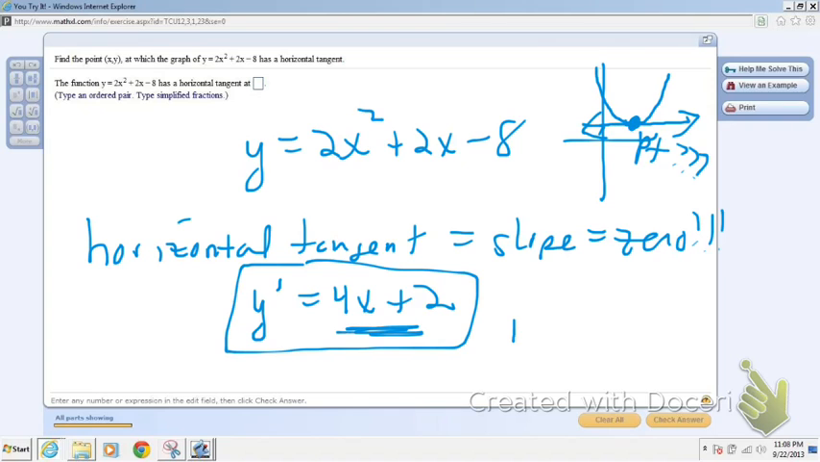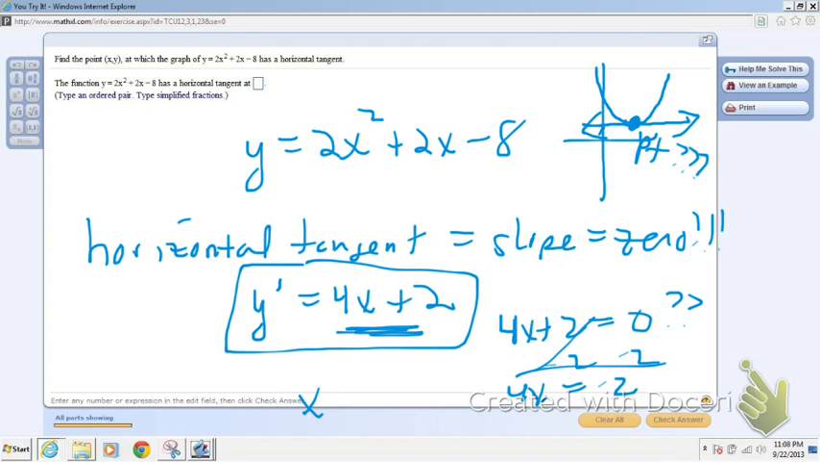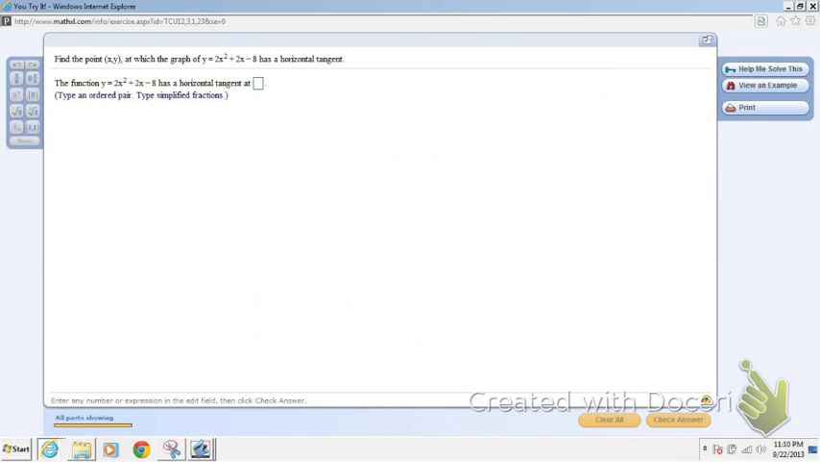So then the question is, when does 4x plus 2 equal 0? Because that's when the slope of the tangent line equals 0. Solve that out. You'll get 4x equals negative 2, or x equals negative a half. Oops, pen's being fussy again. So at x equals negative a half, let's just type that in.